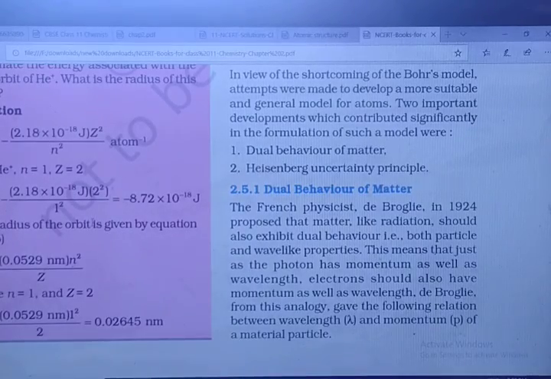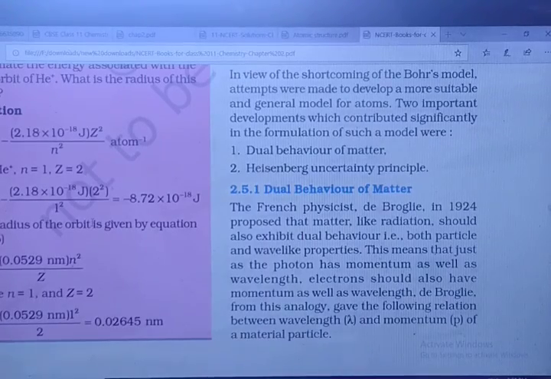So first of all, let's read about the dual behavior of matter. What is the dual behavior of matter? There was a French physicist, from France, whose name was de Broglie. In 1924, he proposed that matter, like radiation, should also exhibit dual behavior. It means matter has both natures, both particle and wave-like properties. This means that just as the photon has momentum as well as wavelength, the electron should also have momentum.